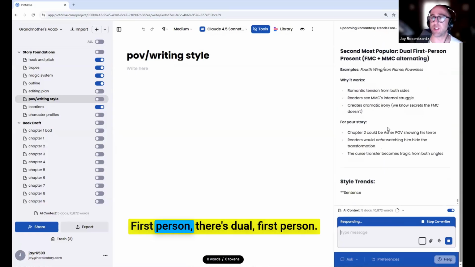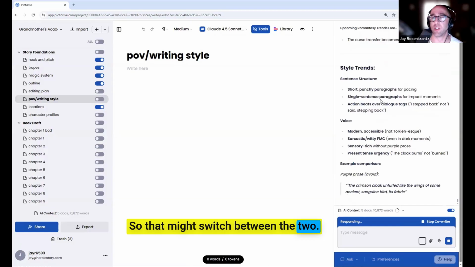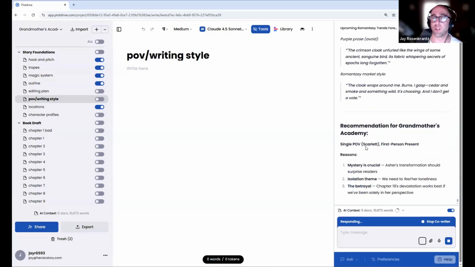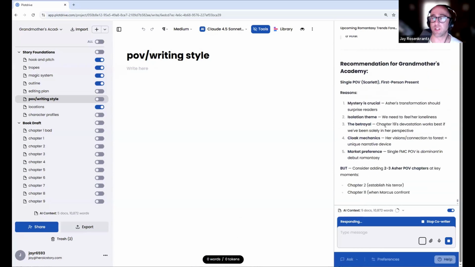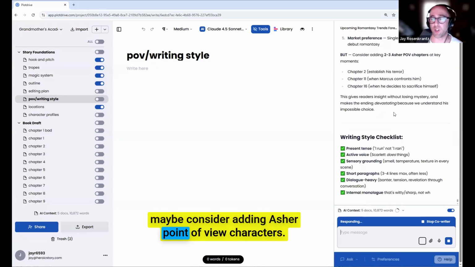First person, there's dual first person, so that might switch between the two. So first person present. Maybe consider adding other point of view characters.